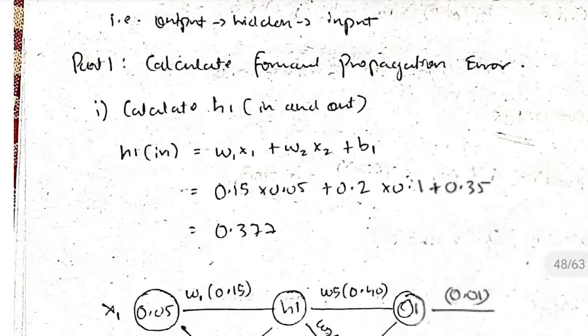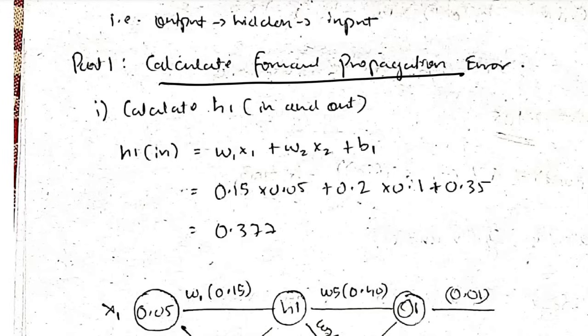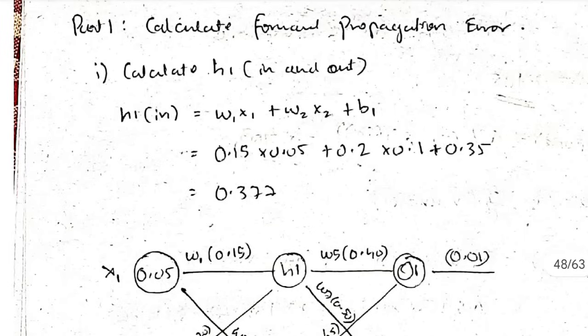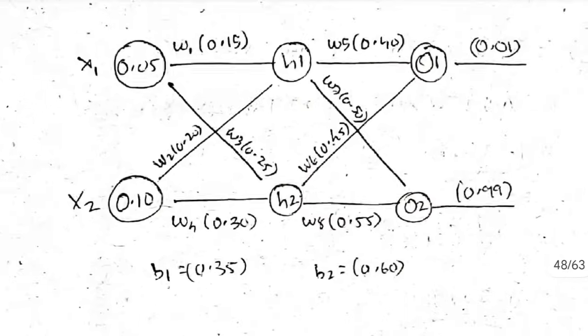The first one is calculate the forward propagation error. Okay, so in this I'll be briefly going through the formulas and giving you a brief idea of what's happening here. You need not memorize the formula, you need not memorize the actual values, you need to understand what's happening. Okay, so let's see what's happening here. The first step is calculate h1 in and out. For in and out both you have to calculate h1. What is h1? First let's understand this diagram.